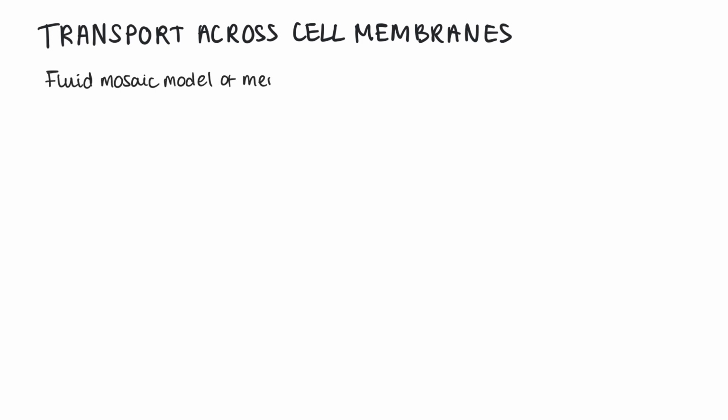Transport across cell membranes. You need to know the fluid-mosaic model of membrane structure, and before we define what that means, we're going to take a look at the components of the cell membrane. Most importantly, we have the phospholipid bilayer.